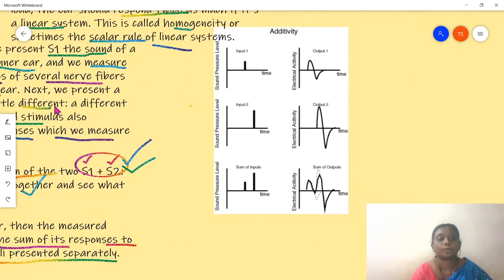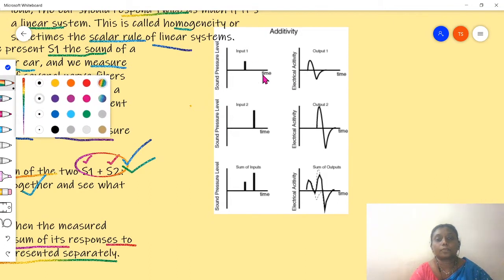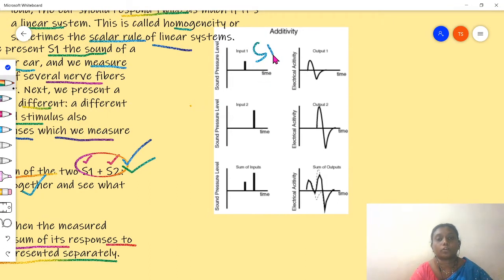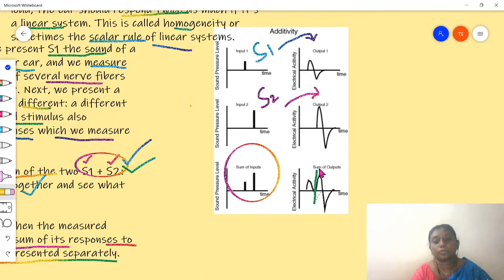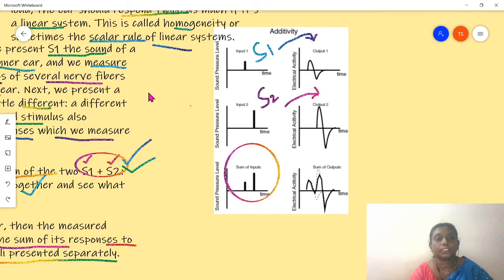This is the additivity property. Here, suppose we take the S1 voice, then the corresponding predicted output is this one, and this is the S2 voice, the second input to the same inner ear. For this S2, this is the predicted output. Then here we combined S1 and S2, and this is the resultant one. See here, S1 is added with S2, represented with the dotted lines here. You can observe here.